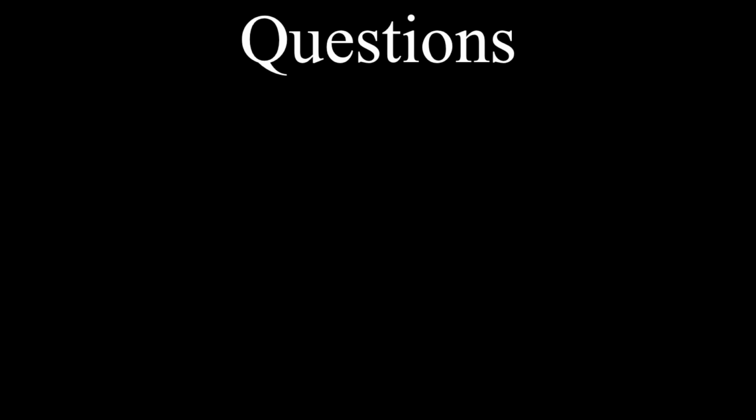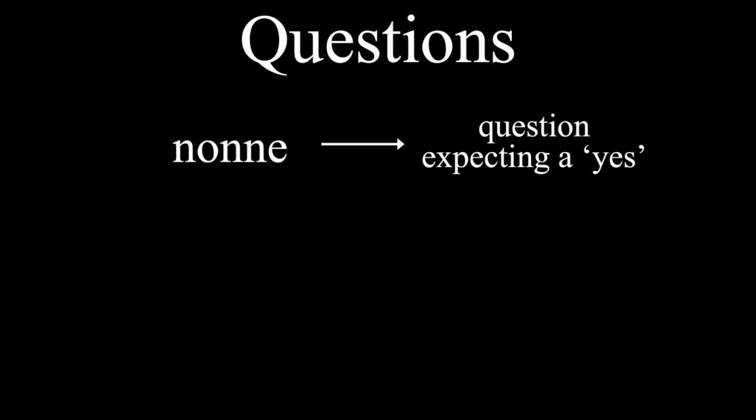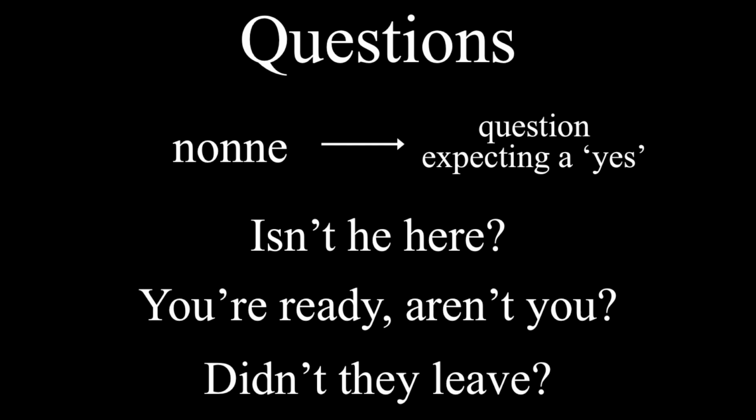The Romans also had a specific way to ask questions that expected certain answers. The first way was to start a sentence with the word nonne, which means that you're asking a question that expects a yes answer. In English, we do this pretty regularly, and people don't even think about it because it's so automatic. In English, we say things like, "Isn't he here? You're ready, aren't you?" or "Didn't they leave?"